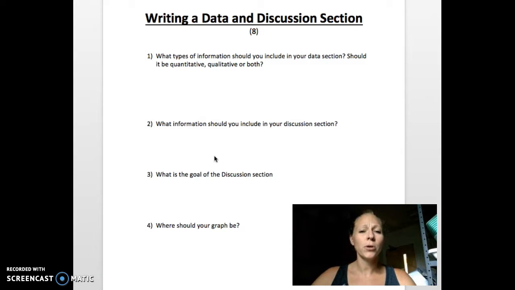So this is the important section. This is the fireworks, the exciting part of the lab report. This is where I want you to spend lots of time. Don't spend lots of time in the data section. You just need to put your data table there.